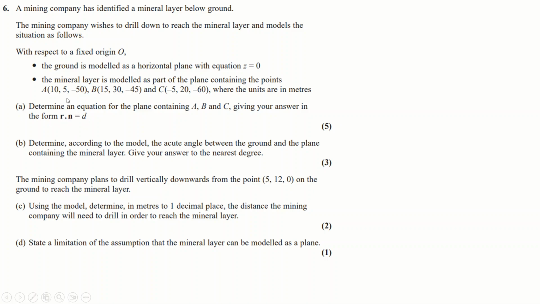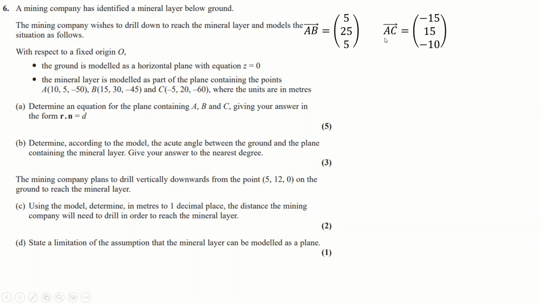Now, the first thing we should do is find a vector from A to B and a vector from A to C. So to get from A to B, we add 5 in the x's, add 25 in the y's, add 5 in the z's. And from A to C, we take away 15. We take away 15 again. Sorry, we add 15 from there to there, don't we? And then we take away 10 there.